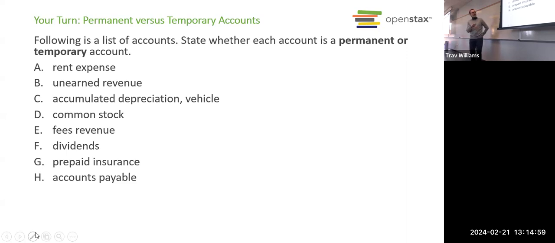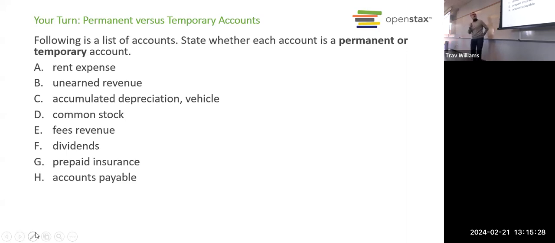How about common stock? Temporary or permanent? Permanent. Fees revenue? Temporary, because that is revenue. Anything that says revenue is revenue except for unearned revenue. How about dividends? Temporary or permanent? Temporary, correct. Prepaid insurance? Permanent. And accounts payable? Permanent.